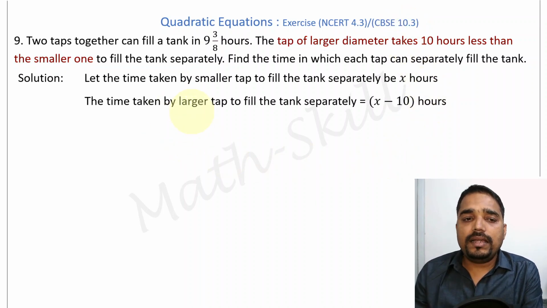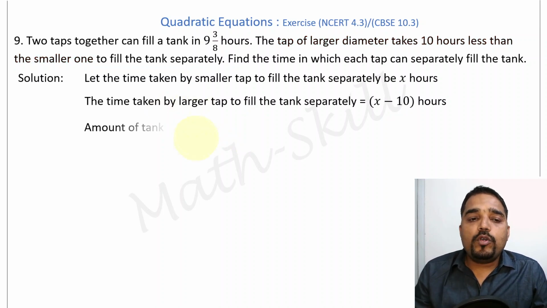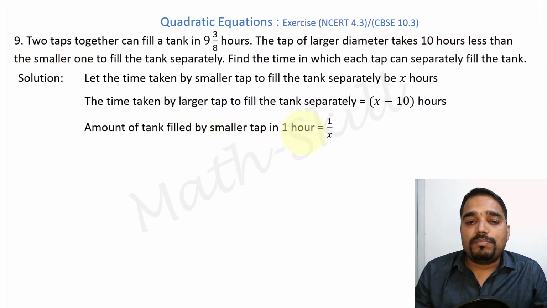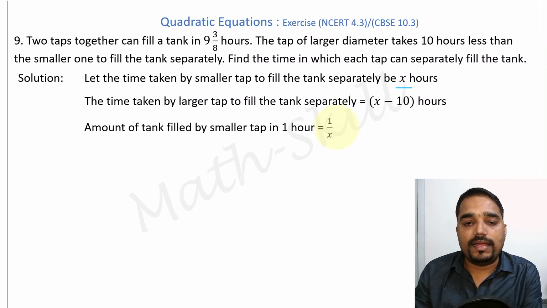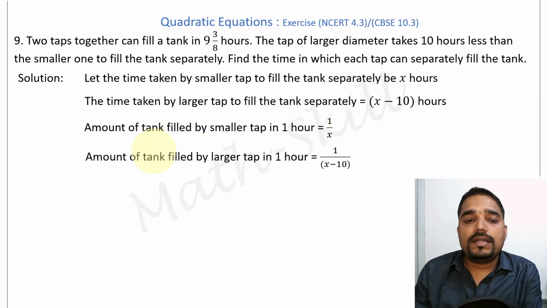With this, let us now find out the amount of tank filled by the smaller tap in 1 hour. Because we have assumed that the smaller diameter tap would take x hours to fill the tank completely, in 1 hour it would be filling 1 by x of the tank if switched on alone. Similarly, the amount of tank filled by the larger diameter tap in 1 hour would be 1 divided by x minus 10.